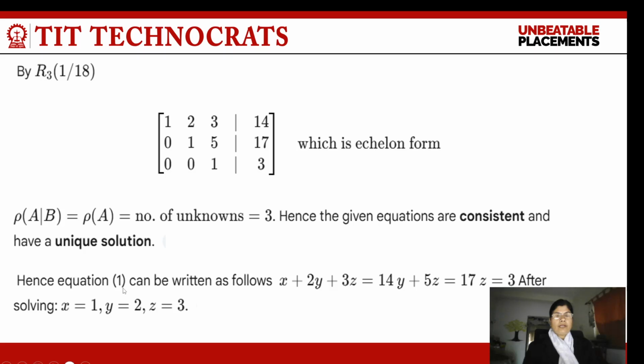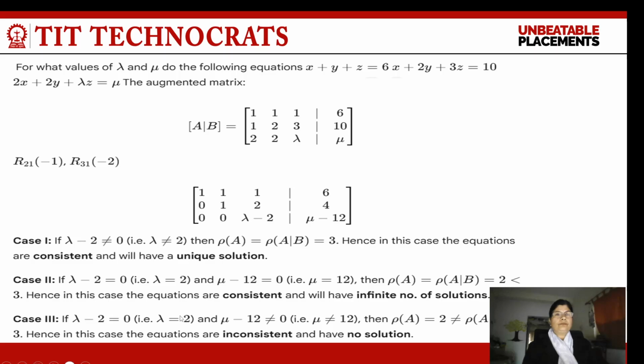Here the equations can be written as follows: x plus 2y plus 3z is equal to 14, y plus 5z is equal to 17, z is equal to 3. After solving, we get x is equal to 1, y is equal to 2, and z is equal to 3.